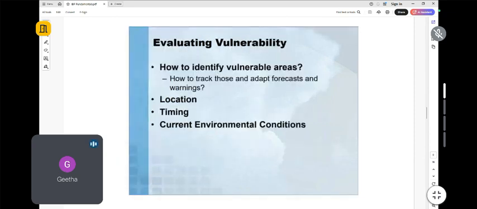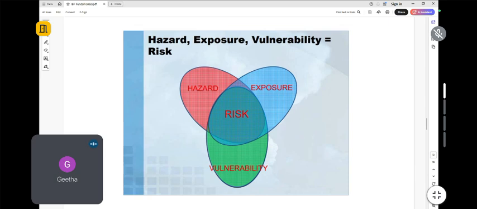So how do we evaluate the vulnerability? Location. At what time? Current environment. What are the current environmental conditions? And then at what time it is happening, whether the people are on the streets or they are at home. If it is going to happen late at night, people will be at home, so we can say vulnerability with impact may be slightly less, risk may be slightly less. But during peak hours of office, people are all on the roads, if it's going to happen at that time, vulnerability is going to be more. So which area, at what time, what are the current environmental conditions, all these things we should keep in mind when evaluating.